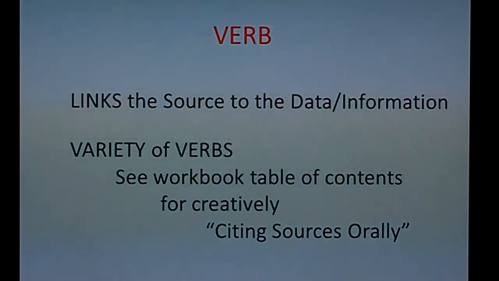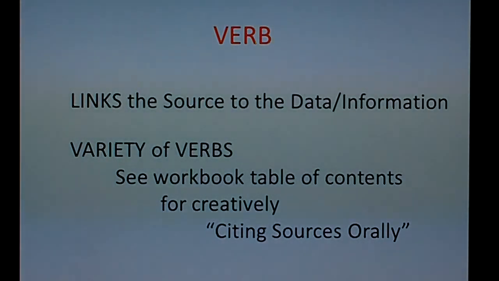Now, in between the source and the information, you link the two of those with a verb. What verb links a source to the information? You can find 4 columns. If you look on the table of contents in your workbook that you're using for your course, you'll find something that says citing sources orally. And it's going to show you how to do this creatively. You don't always want to say, Joe said this, the New York Times says that. You don't always want to say it says or it states. You want to use a variety of words.